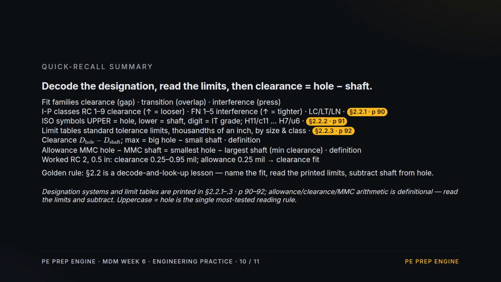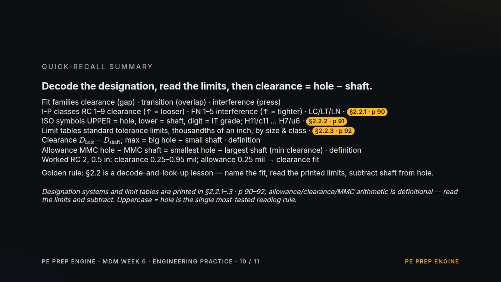Quick recall. 3 fit families: clearance, transition, interference. The inch system uses RC for clearance, where a higher number is looser, and FN for interference, where a higher number is tighter, plus the locational LC, LT, and LN. The metric system writes hole over shaft, uppercase for the hole, lowercase for the shaft, with a digit as the tolerance grade. The numeric limit tables are in thousandths of an inch by size and class.